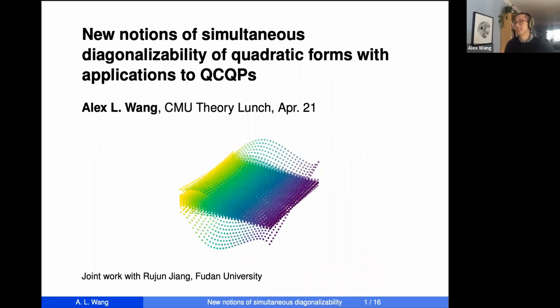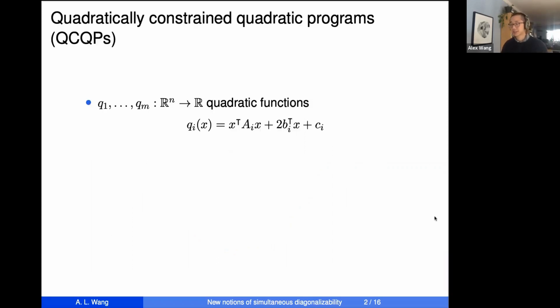So I'm pretty excited today to tell you about some recent work. This is joint work with my collaborator, Rujun Zhang at Fudan University, on diagonalizability of quadratic forms. In particular, the questions that I'll be talking about today are inspired by applications to quadratically constrained quadratic programs, or QCQPs for short.